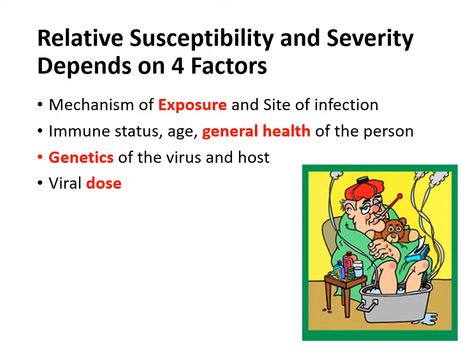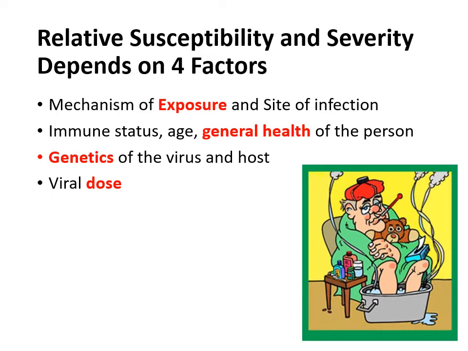Now, when we talk about actually getting these kinds of infections, there are various factors that will determine how easy it is for you to get infected by a virus and how bad the symptoms will be once you get infected. Things like mechanism of exposure and site of infection matter. Mechanism of exposure and site means, well, how did you pick up this infection? Was it through a big gaping wound in a surgery? Was it through inhaling just a few viral particles, stuff like that?